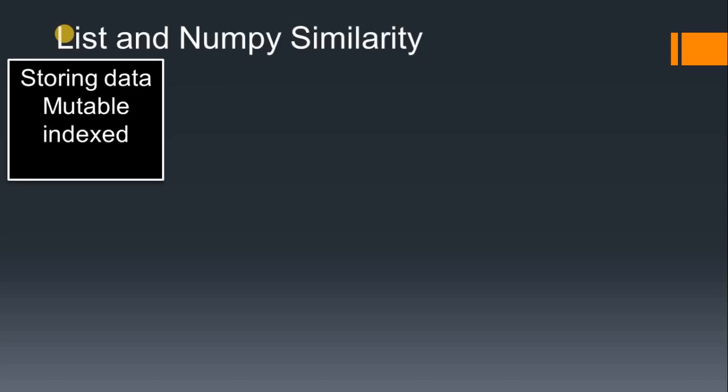Both list and NumPy support indexing, meaning we specify the index position in a list for extracting a value. The same we can do in NumPy for extracting a particular value. We can also have slicing if you are extracting a range of values or more than one value. This slicing concept we have in both list and NumPy.